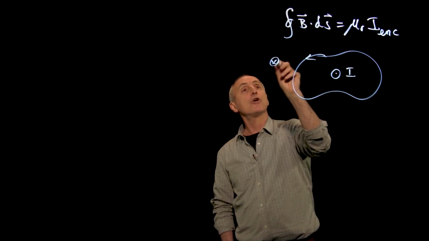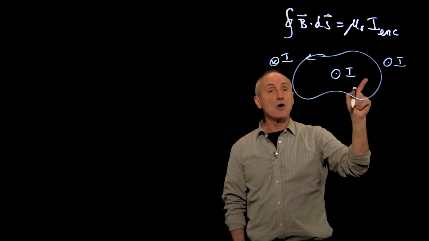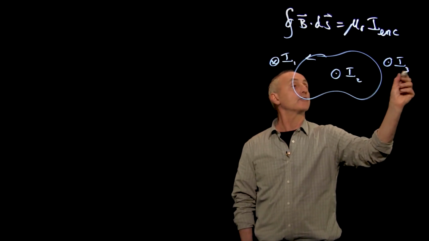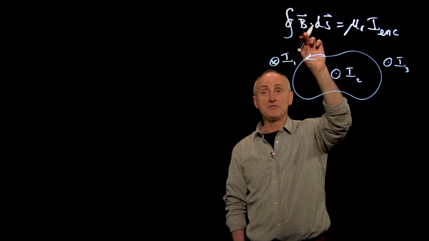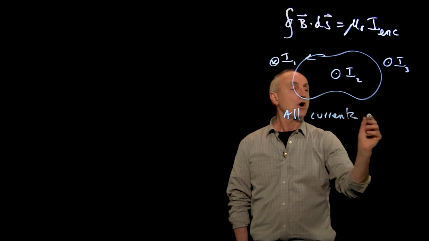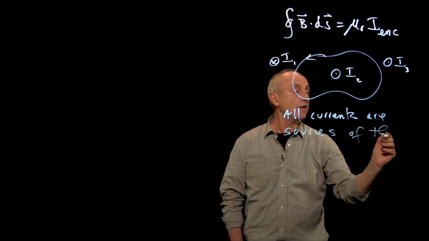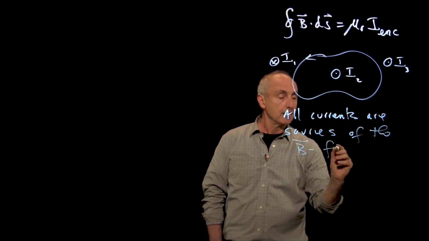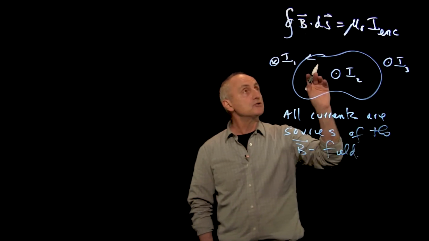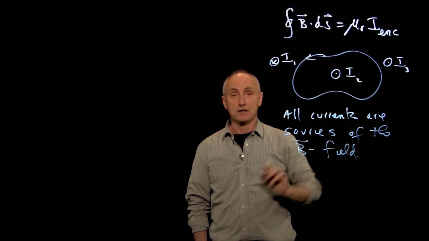And if there was current outside, we don't have to include that in Ampere's law, even though all of these currents, let's call it I1, I2, and I3, are producing the B field. So all currents are sources of the magnetic field, of the B field. And that sometimes confuses people on Ampere's law. But in terms of what the actual integral is equal to, it's only equal to the I enclosed.